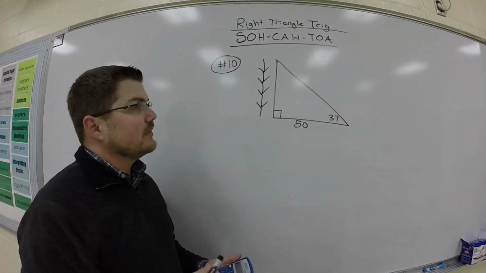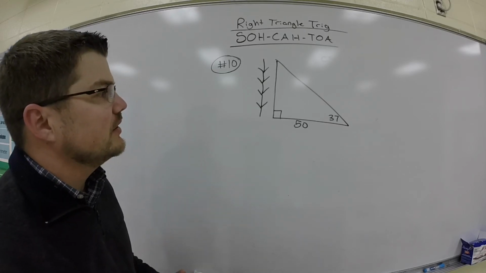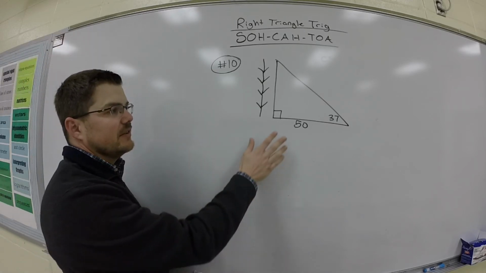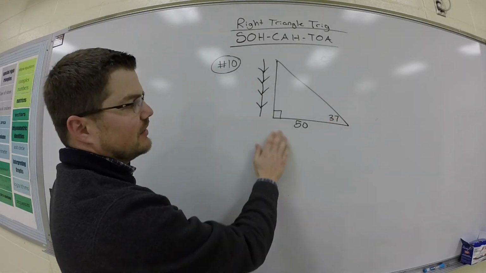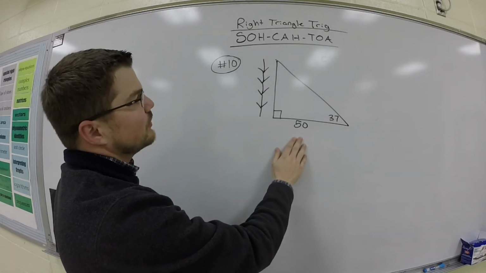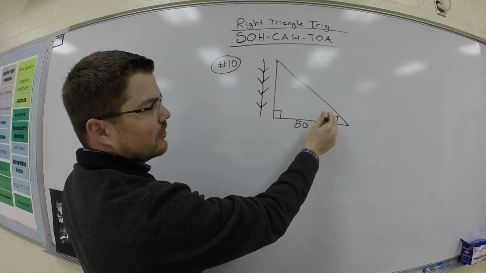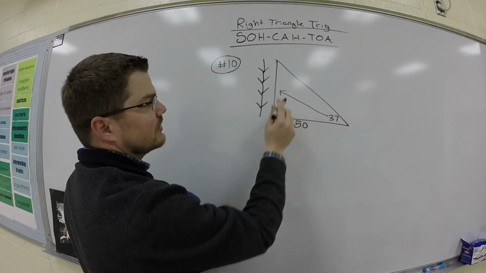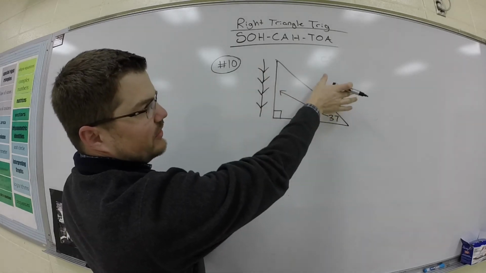All right, let's look at number 10. Number 10 says, how tall is the tree to the nearest foot? And they give us this diagram. They give us theta, and they give us one other side. We've got to find the height of the tree. So we're going to go to theta, draw us an arrow across. That tells us this is the opposite side. We're not using the hypotenuse.